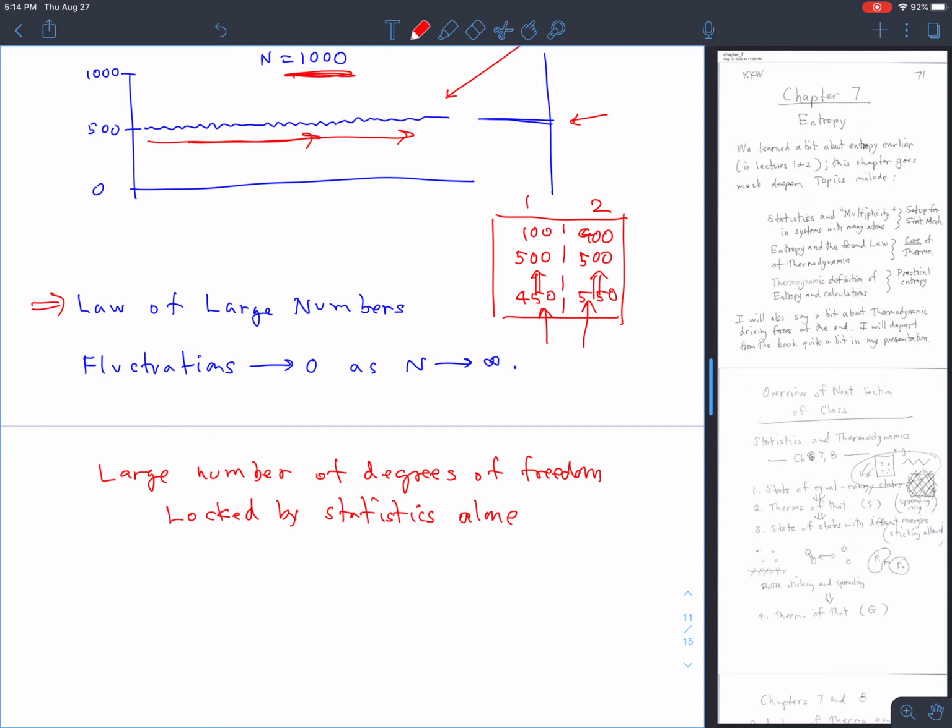If you have Avogadro's number, any significant deviation from an equal split is just going to have such low probability that you're never going to see it.